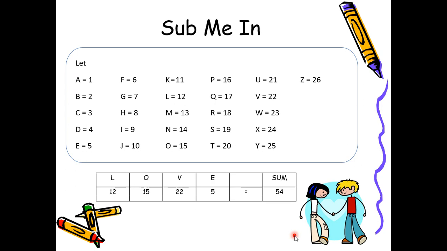For example, teacher gave you the word love. You will look for letter L, which is 12. O is 15. V is 22. E is 5. Then you add all the numbers and find the summation. That's all we will do. Do you get it, everyone?